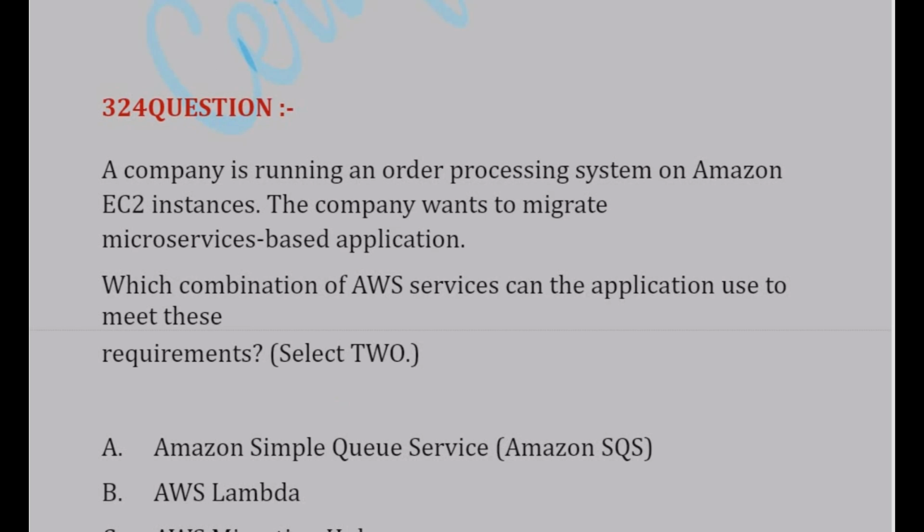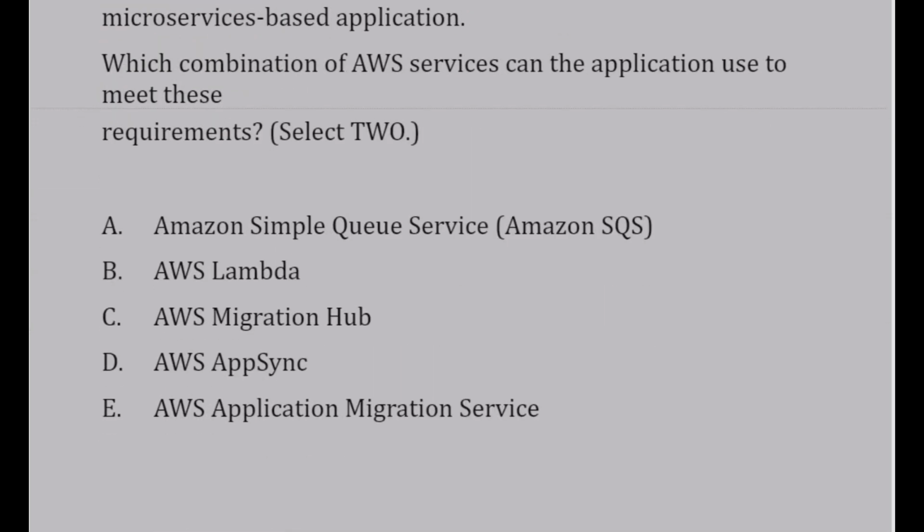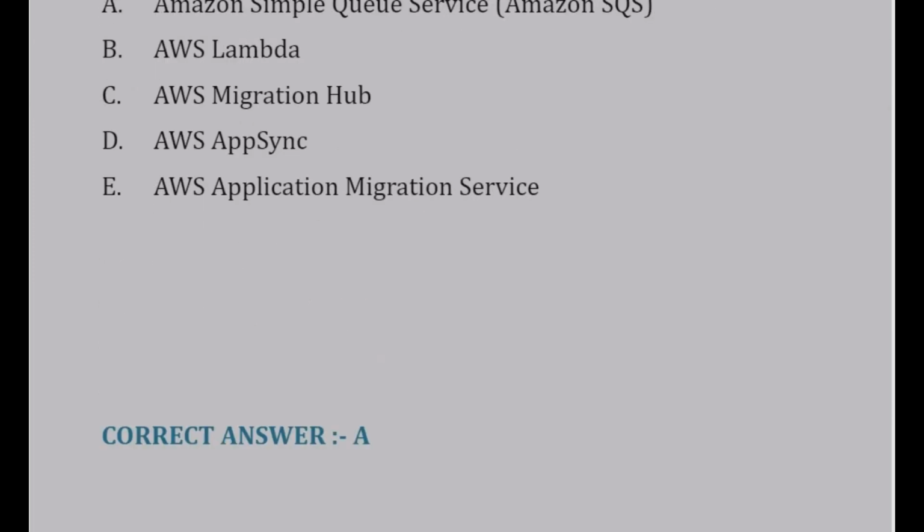Question is, a company is running an order processing system on Amazon EC2 instances. The company wants to migrate microservices-based applications. Which combination of AWS services can the application use to meet these requirements? Select two options. Option A, Amazon Simple Queue Service, Amazon SQS. Option B, AWS Lambda. Option C, AWS Migration Hub. Option D, AWS AppSync. Option E, AWS Application Migration Service. Correct answer is option A.